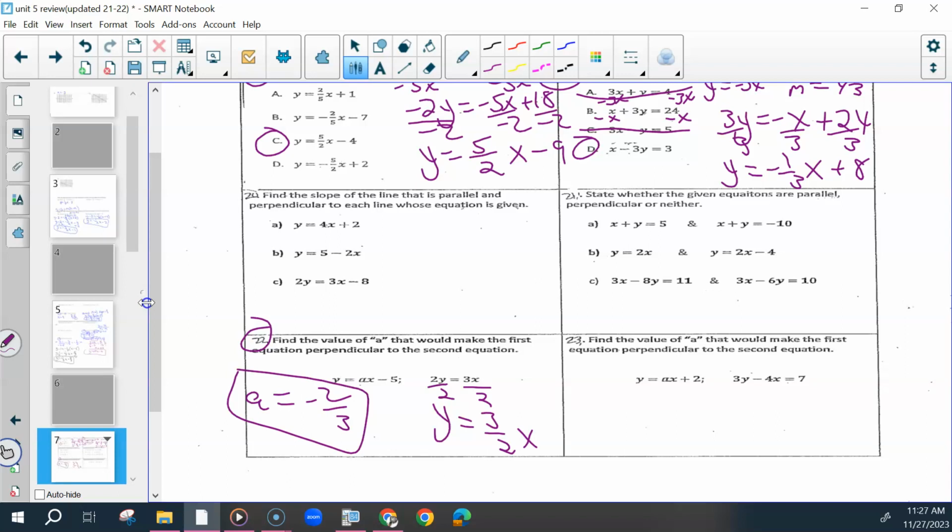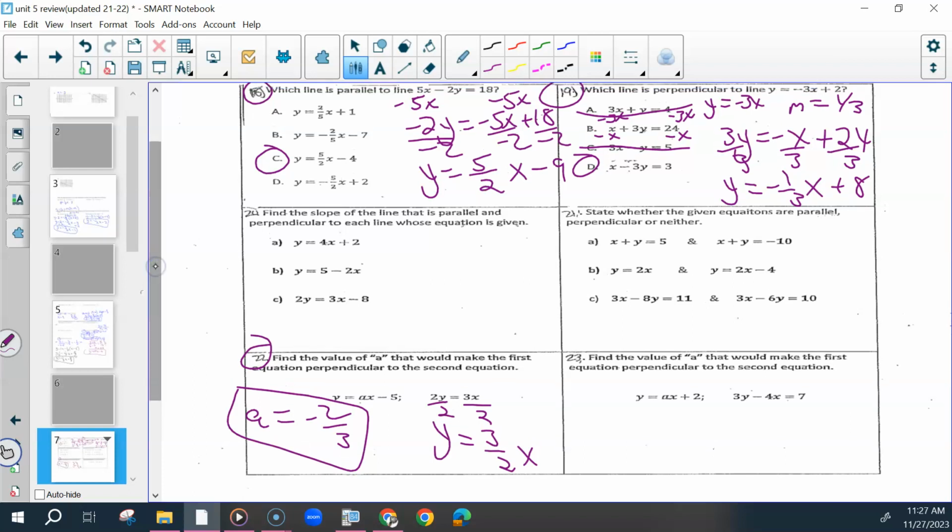Other questions on this page? Okay. To find the slope of the line that is parallel and perpendicular to each line. So we have 3 lines. You need to find the parallel slope and the perpendicular slope for each one. Remember, these are parallel symbols, these are perpendicular symbols.